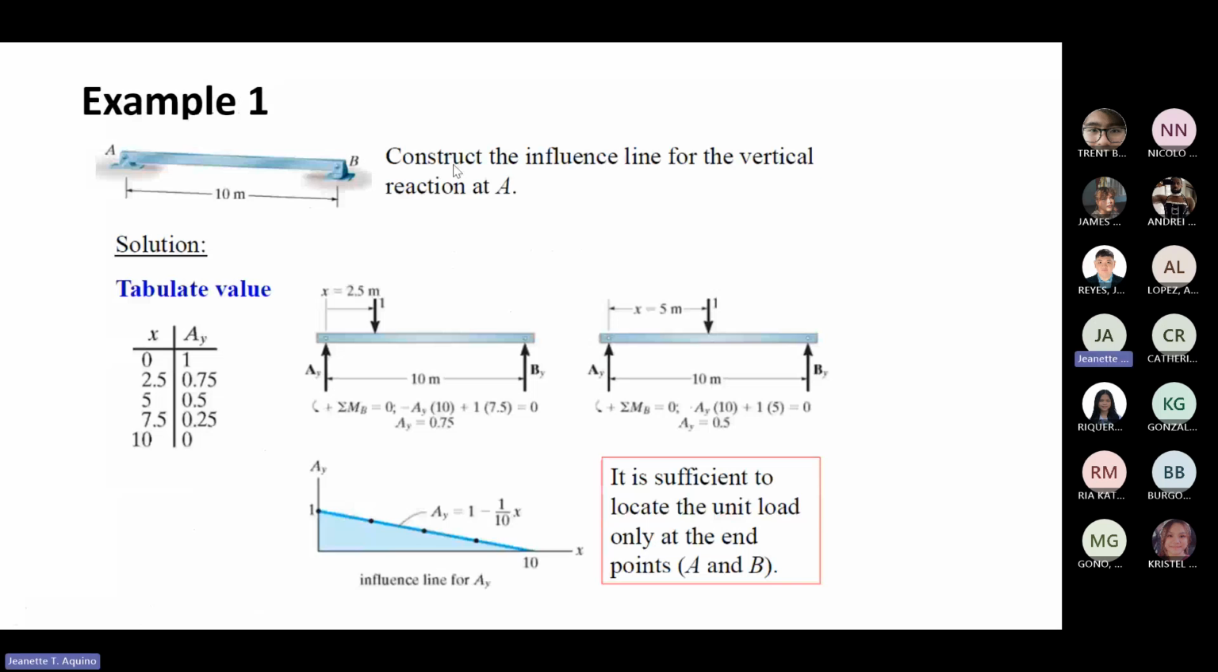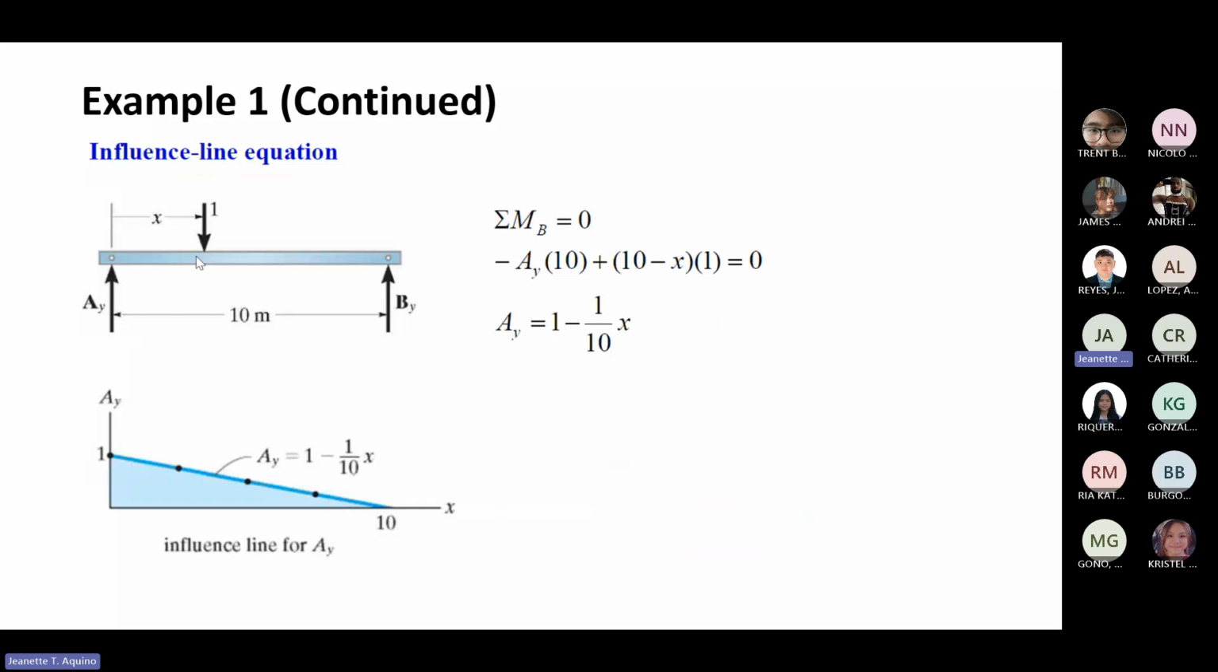And then if you use the Müller-Breslau principle, you actually don't need to calculate. You just remove the reaction, then raise it up by 1, then you already draw this. Then for the influence line equation, you just put your load at distance x, and then take the moment at B. So if you want to, you can practice. Do this example: draw the influence line at B.